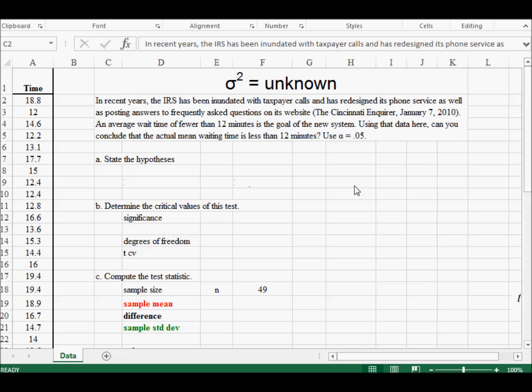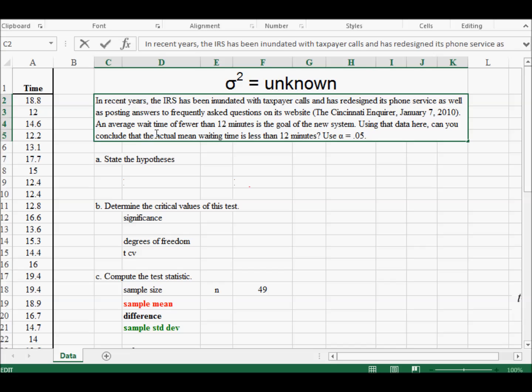Now the first step of solving the problem is, of course, to read it. In recent years, the IRS has been inundated with taxpayer calls and has redesigned its phone service as well. An average wait time of fewer than 12 minutes is the goal of the new system. Using data here, can you conclude that the actual mean waiting time is less than 12 minutes? Now in part A, we want to state the hypotheses. The null or the alternative hypothesis is stated in the problem itself.